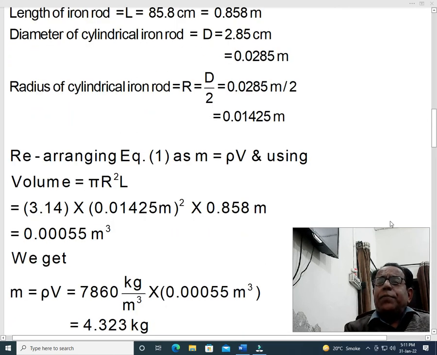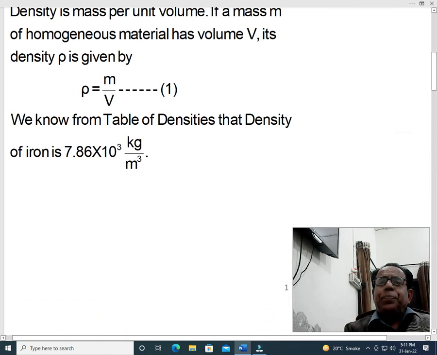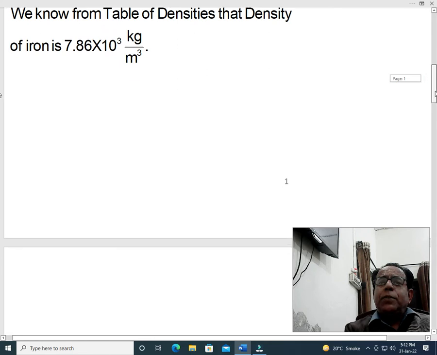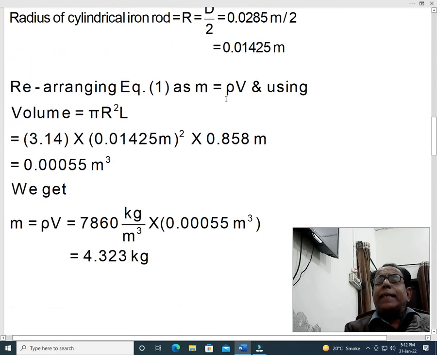Rearranging equation 1 as M equal to rho V. When we keep M on one side, the volume V will be multiplied with the density rho. Rearranging equation 1 as M equal to rho V and using volume equal to pi R square L.